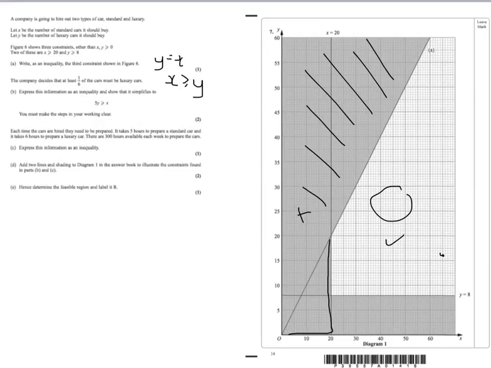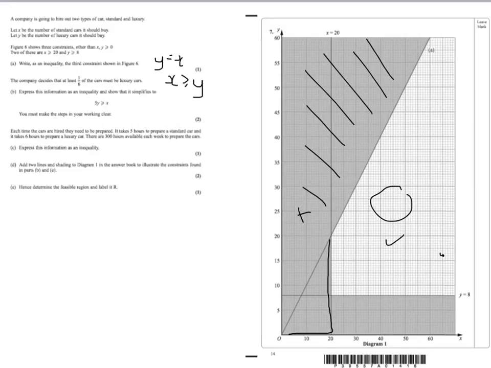Now part B can look quite complicated. It can be quite hard to figure out, but what we know is that we've actually been given the answer, we've just got to find our way to work to it. So if we really don't know what we're doing, we can constantly go back and try again until we figure it out. Obviously you don't want to spend too much time on it, but that does help us. So the question says, the company decides it wants at least a sixth of the cars to be luxury cars. Express this information as an inequality.